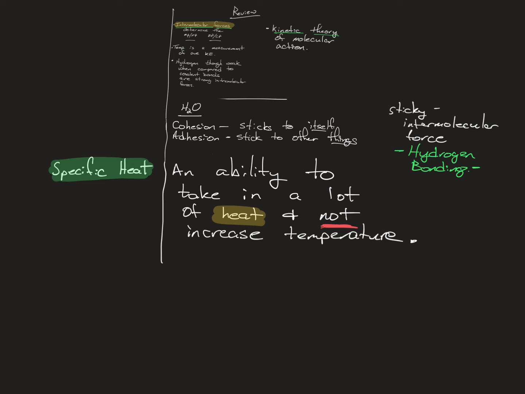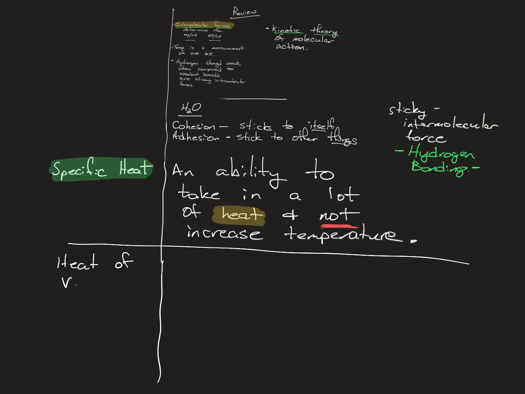So specific heat, the ability to take in a lot of heat and not increase in temperature. Very important for life. Very important for stabilizing the temperature of the environment, so that life can continue to stay stable as well. Then there's this other term. You're going to have to know these, so that's why I'm going through them. There's another term that's called heat of vaporization. What do you think this is?